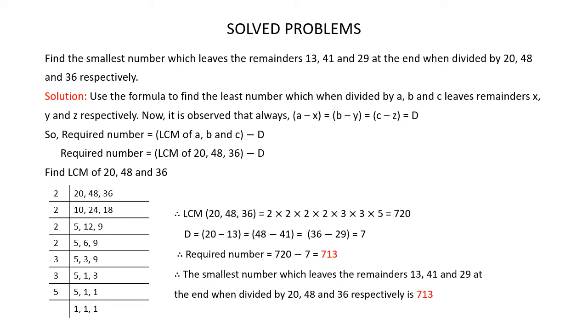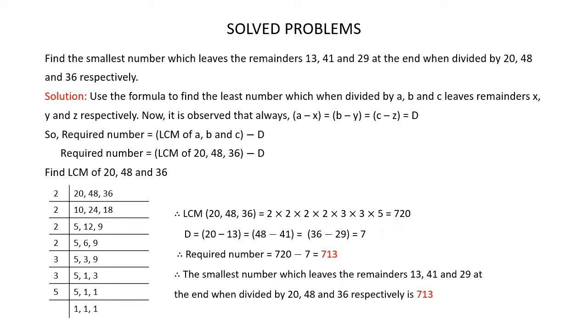Now D is the difference between the number and the remainder. So 20 minus 13 is 7. 48 minus 41 is 7. 36 minus 29 is 7. So D is 7. So LCM is 720. D, the difference, is 7.